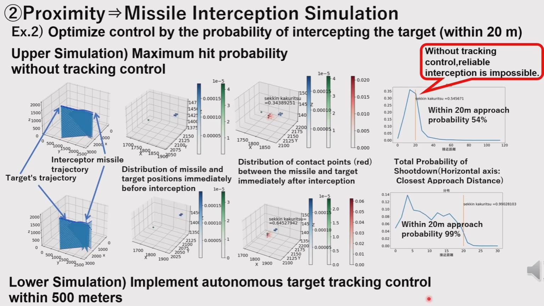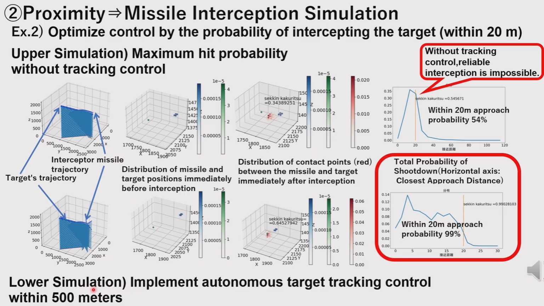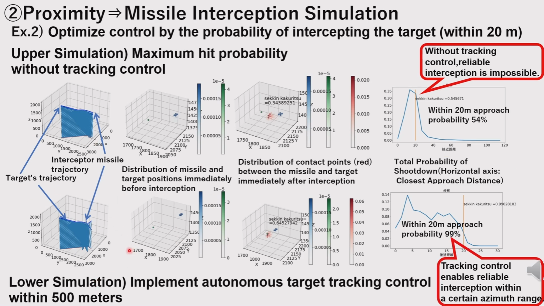The lower simulation shows the case where, once the missile comes within 500 meters, it switches to autonomous guidance and begins homing in on the target. With this control mechanism, the probability of coming within 20 meters increases to 99%, making interception almost certain.